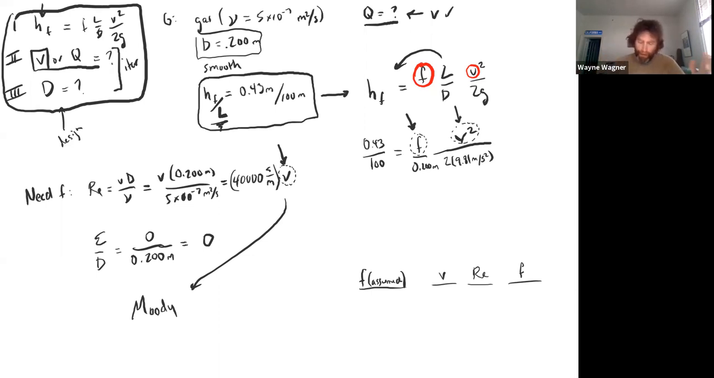The only thing I want to do is this equation right here is not easy to work with. Because I'm going to assume an F and get a V, I want to solve this in terms of V. So I'm going to write it as V equals the square root of 0.43 divided by 100 times 0.2 times 19.62, equals that business divided by F.